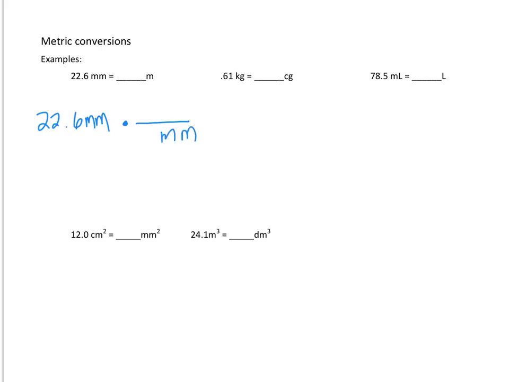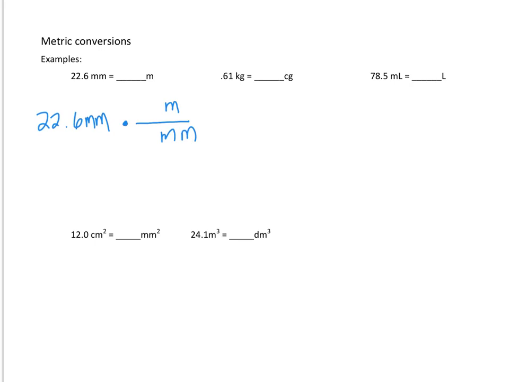The reason for that is because when you multiply this through, if you have something on top and something on the bottom that are the same, they can cancel out. So if those units cancel out, then you get rid of the millimeters because you don't want it anymore. Whatever you're given as units, you put them on the bottom so they cancel. On top, you put the units you are looking for. So in this case, I'm looking for meters, so I'm going to put meters on top.